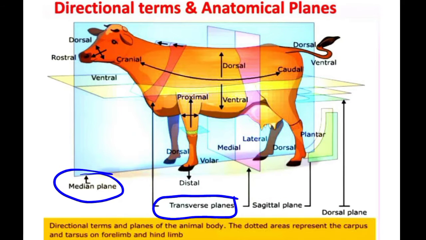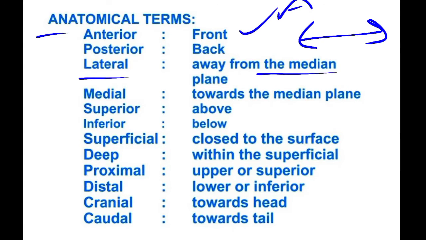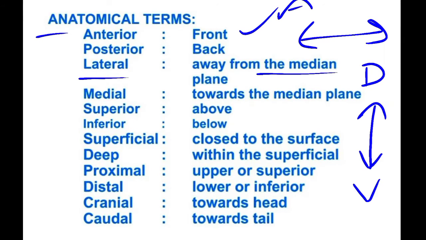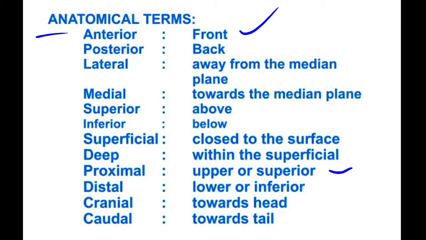We will see in the text form. Anatomical terms: anterior, front; posterior, back. Anterior part, posterior part. Lateral, away from the medial line; medial, towards the medial line. Superior, above; inferior, below. This is the dorsal or superior, or inferior or ventral. Superficial, close to the surface; deep, within the. Proximal, upper or superior part; distal, lower or inferior part.